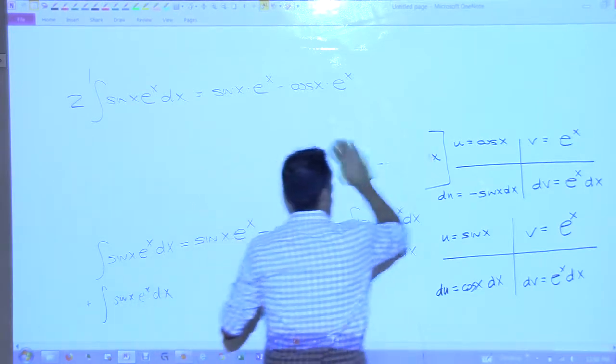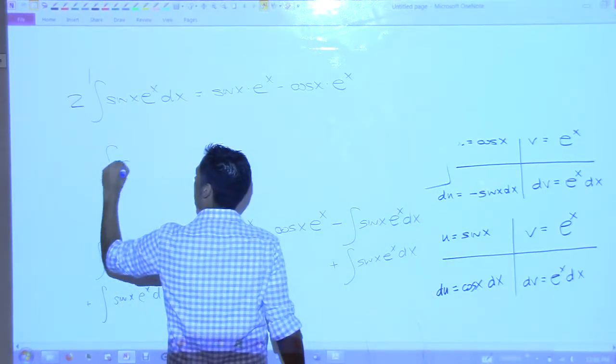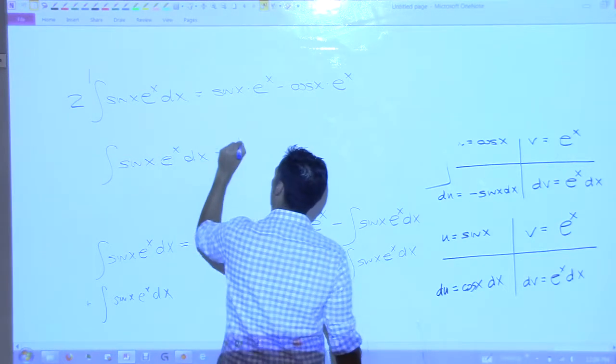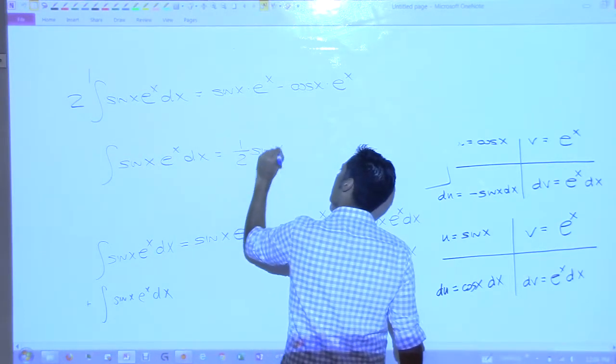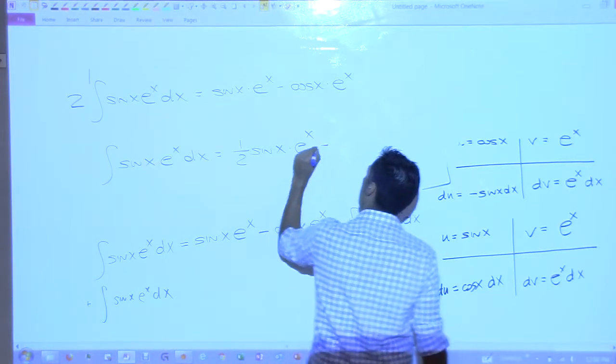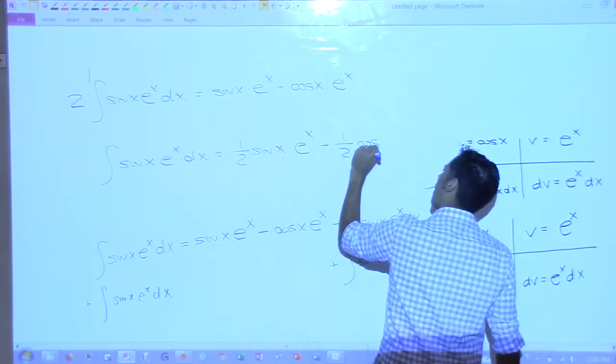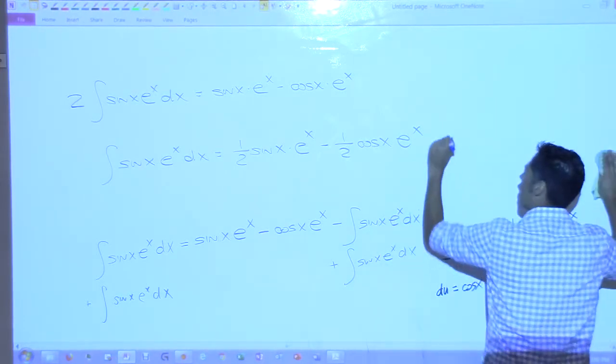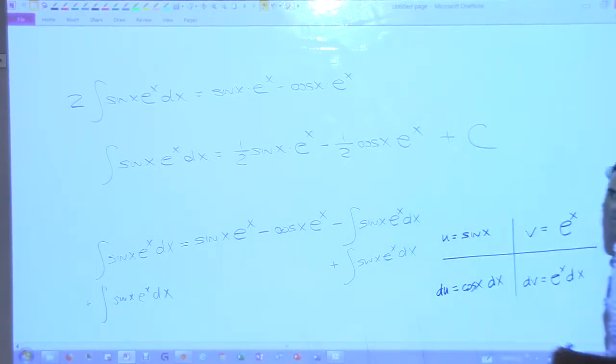And we have somehow miraculously made it. The integral of sine x e to the x dx is just 1/2 sine x times e to the x minus 1/2 cosine x times e to the x. Now we do need to throw a constant of integration out here because every antiderivative must have a constant.